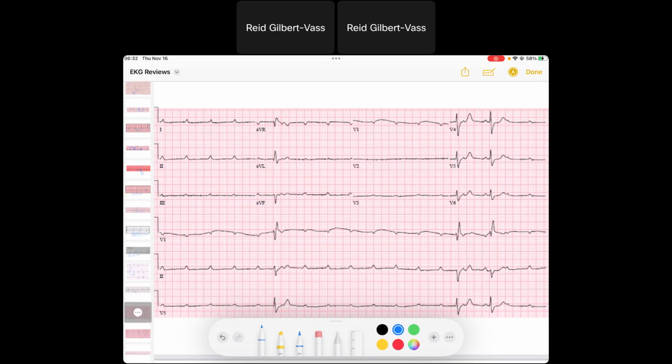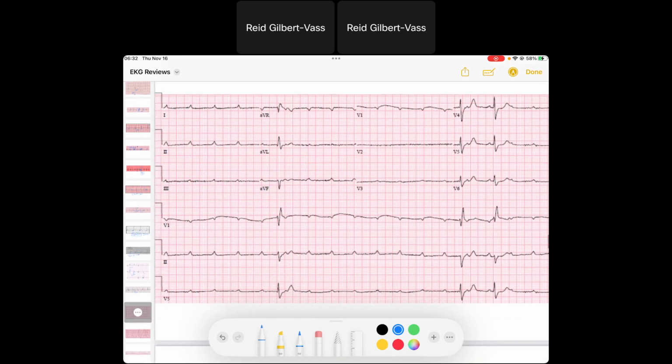Okay. So here we've got a very slow rhythm. We've got a beat there, a beat there, a beat there, and we've got atrial activity just marching through, marching through. We've probably got a P wave right in there. Actually, there's the P wave right there. P, P, P, P. And these beats, these are escape beats.